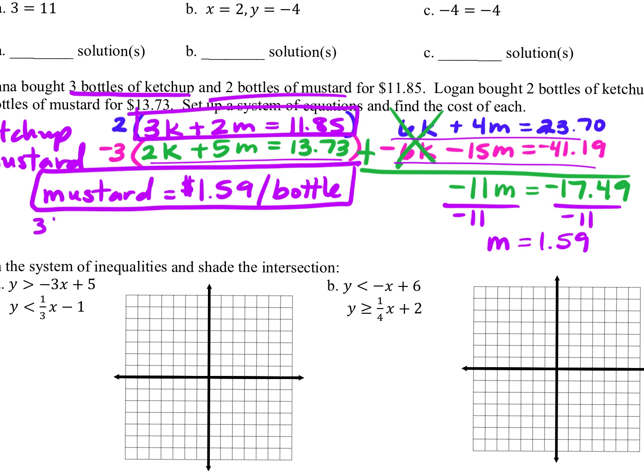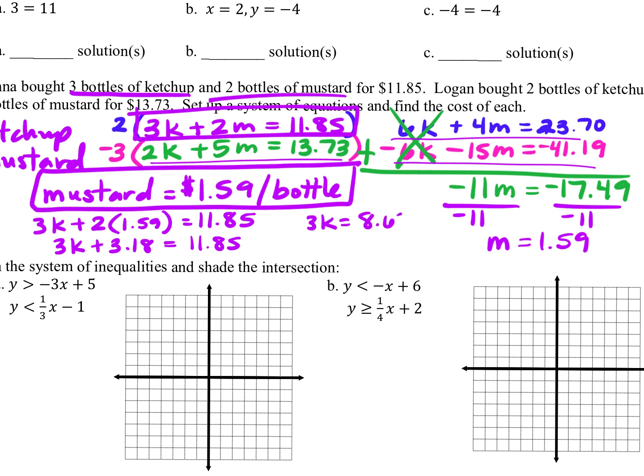So it's going to be 3K plus 2 times 1.59 equals 11.85. 2 times $1.59 is 3.18. So 3K plus 3.18 equals 11.85. And then we're going to take away the 3.18. So you get 3K equals 8.67. And then divide by 3. And you get 2.89.